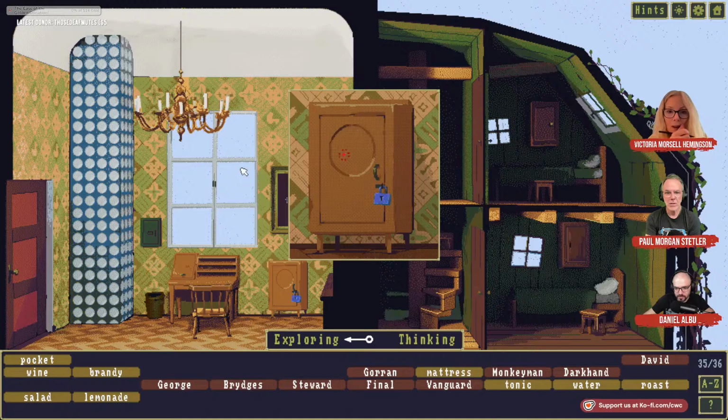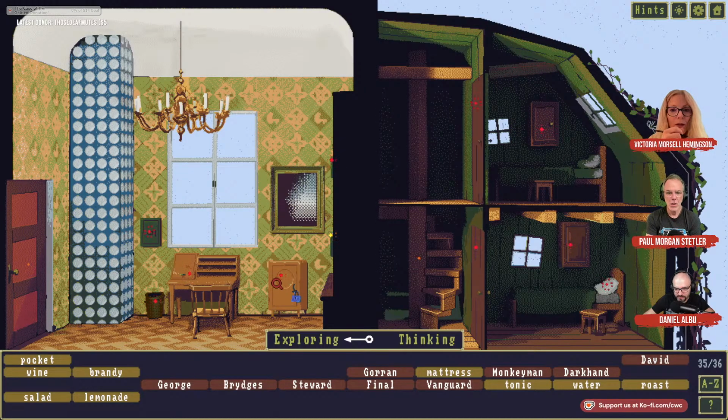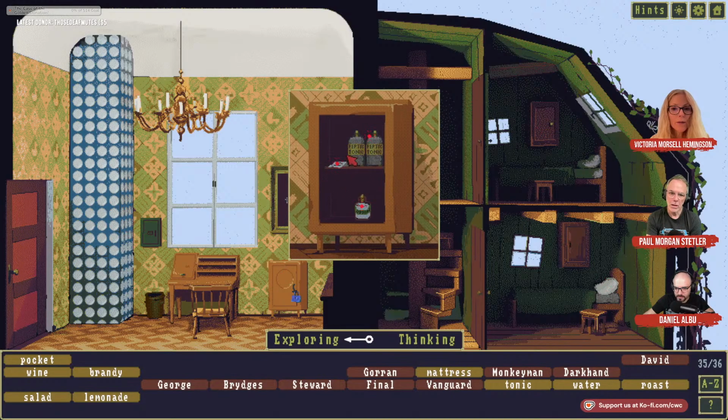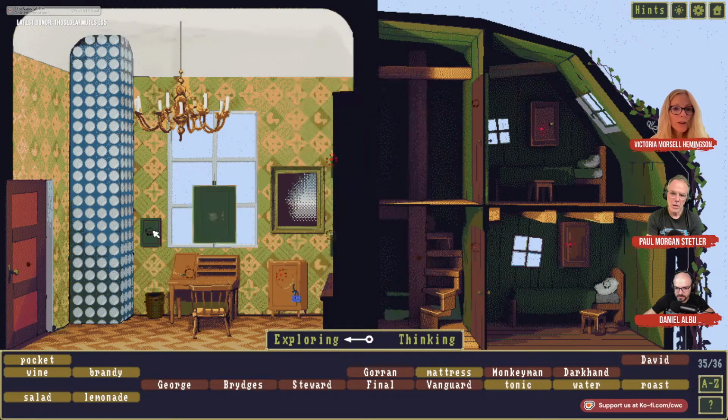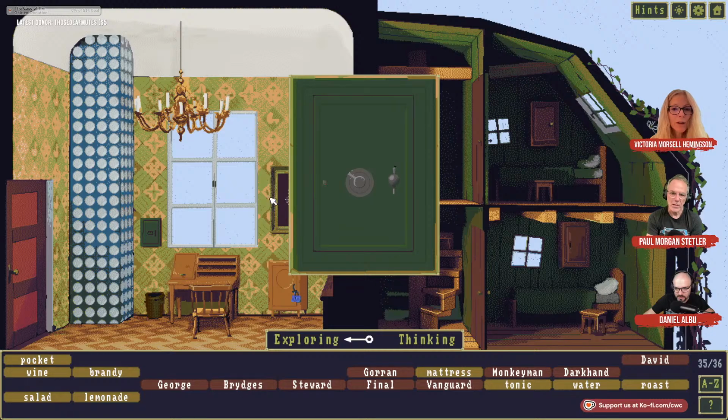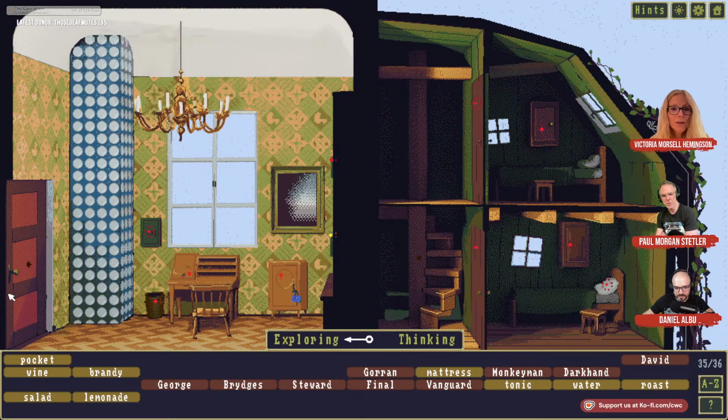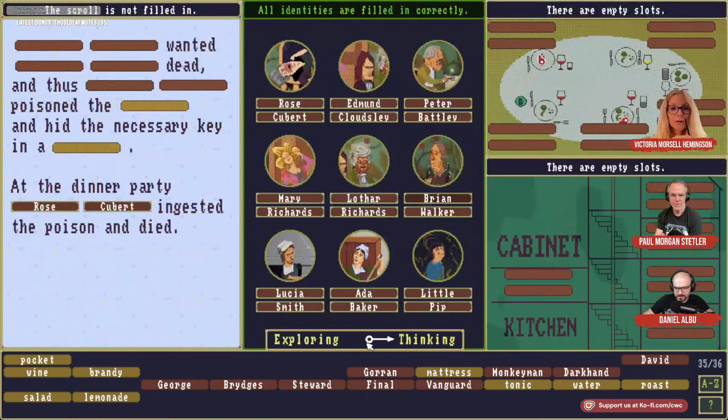Okay, whoever owns this safe, which means whoever lives on this floor, also has the idol, right? So this has to be Edmund Cloudsley's room, because he has the idol in his room. He's the one who shouldn't be drinking, so Edmund's probably sitting there in that spot at the end.